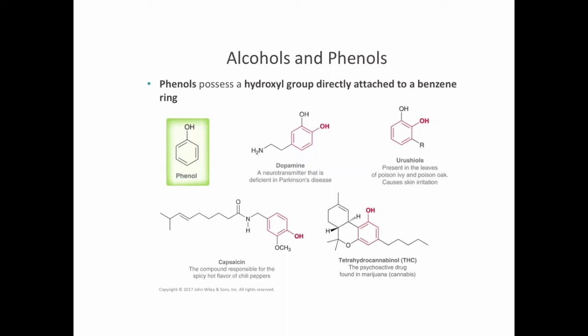Here are some compounds that have phenols in them, such as dopamine. This is going to be important in looking at addiction and pain relief. Also, this compound, which is present in poison ivy. Also, phenols are present in flavonoid compounds, which are compounds that I personally work with in my research.